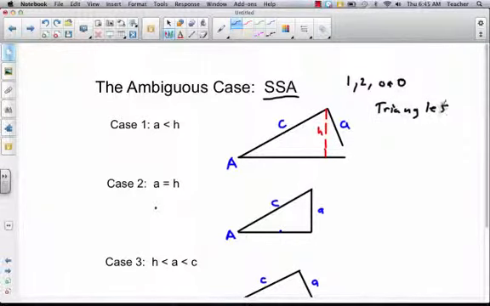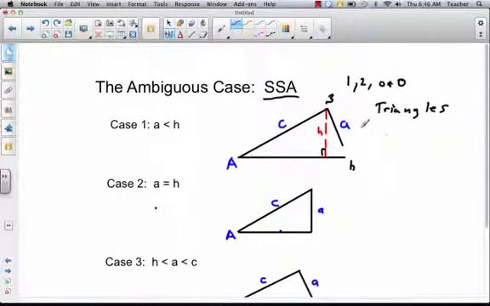And the way that we can show this is that it depends on, so you're going to know angle A, side A, so you're going to know one angle and the side across from it, and then another side. In the first case, case number 1, A is less than H. What we mean by H is this would be a perpendicular from this point, which would actually be angle B. And notice this is not a real triangle.